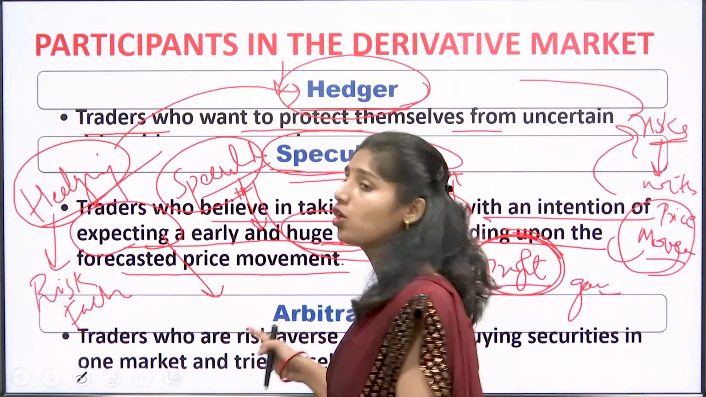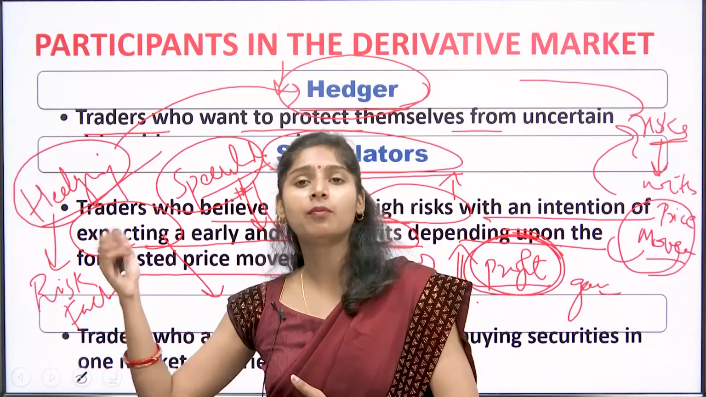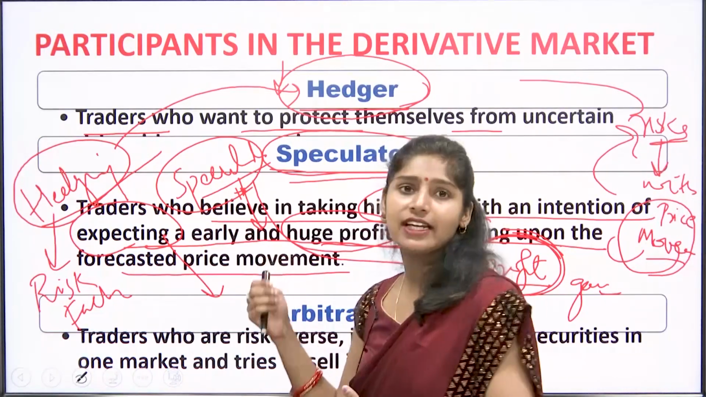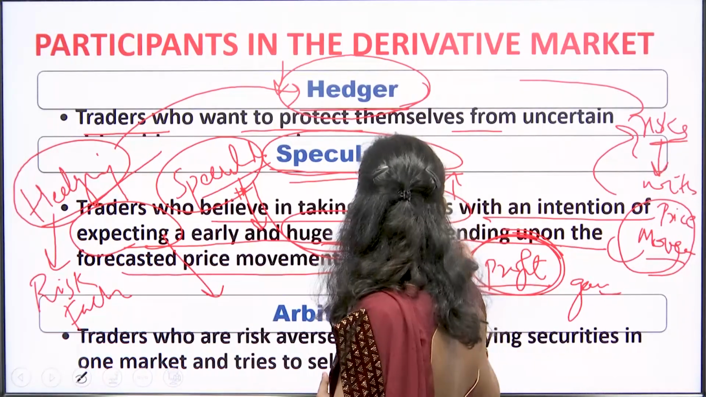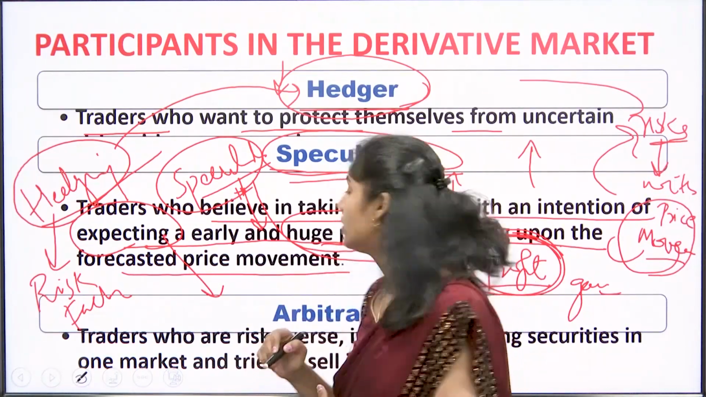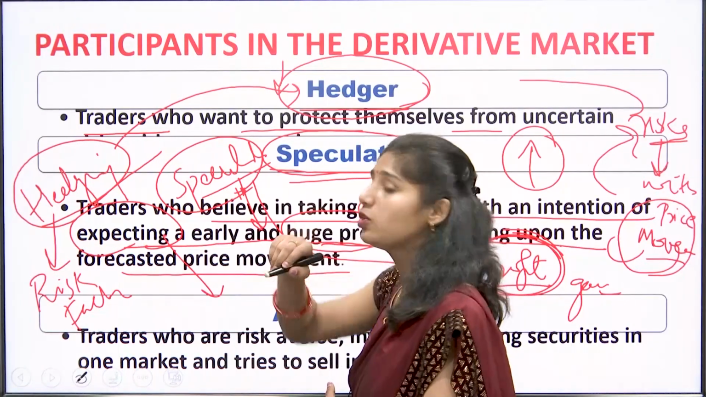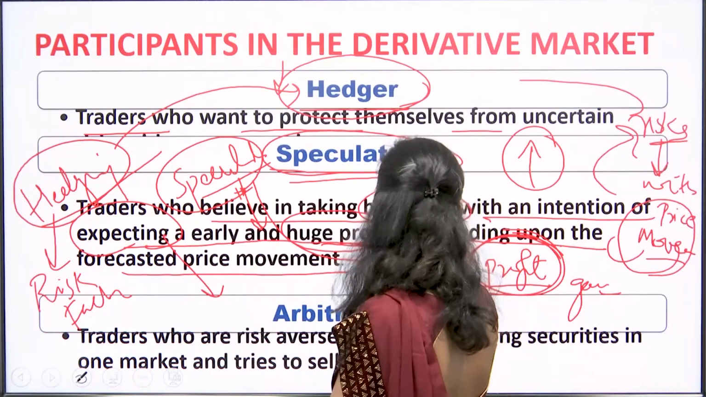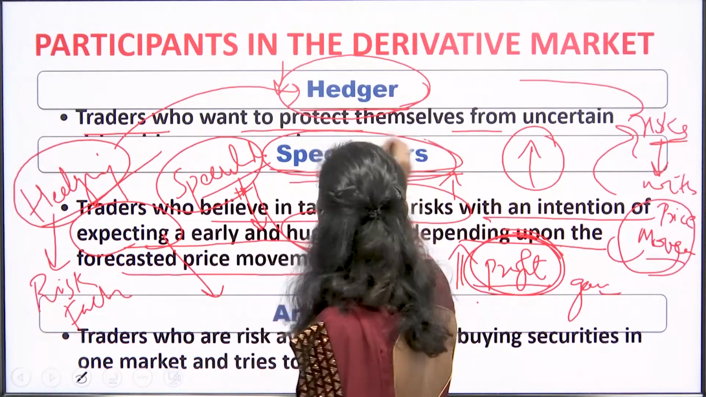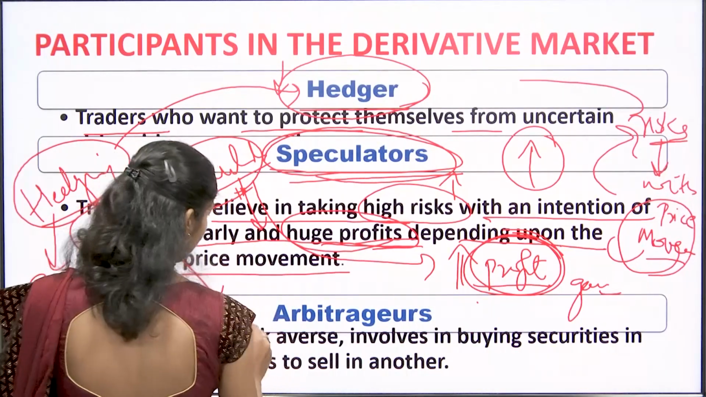So it depends on how you assume the market will go up or go down, and eventually the underlying asset will go up or down, which reflects your derivative value. Through this concept you can gain high profits, or more and more profits. So the speculator is one kind of participant in the derivative market.